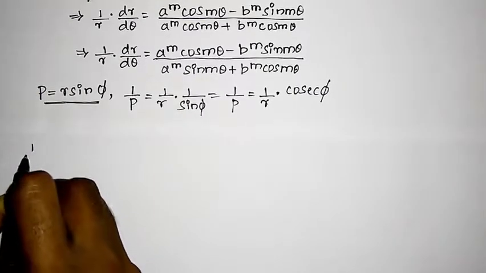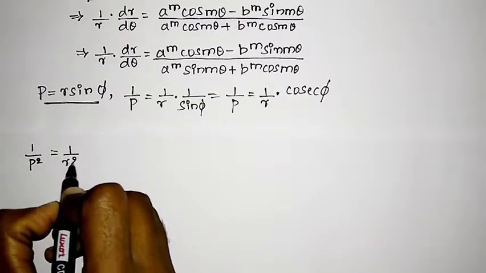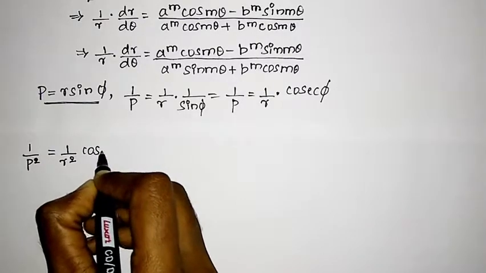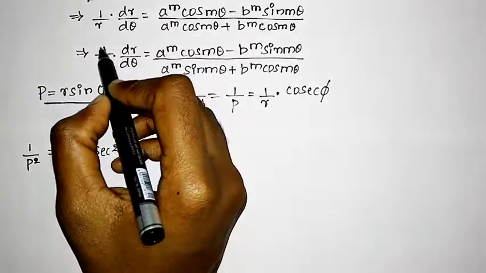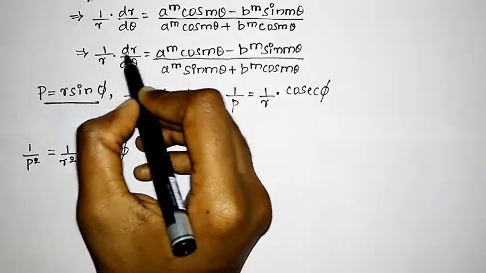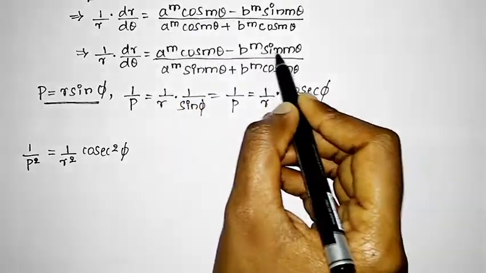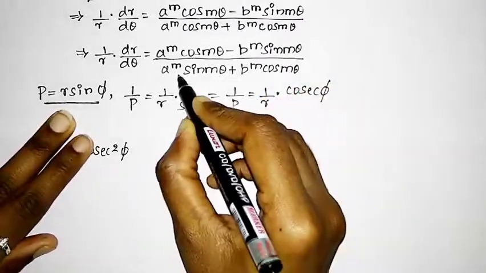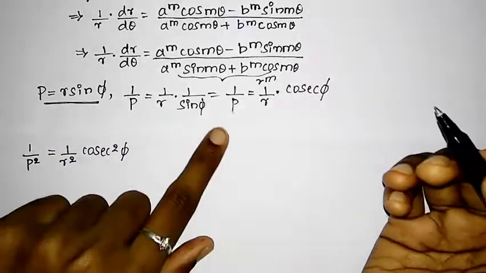The next thing is we need to consider 1 divided by p square. So 1 divided by p square is equal to 1 divided by r square into cosec square phi. This is just what we have taken: 1 by r into dr by d theta is equal to a raised to m cos m theta minus b raised to m sin m theta divided by r raised to m. So we have just substituted r raised to m.